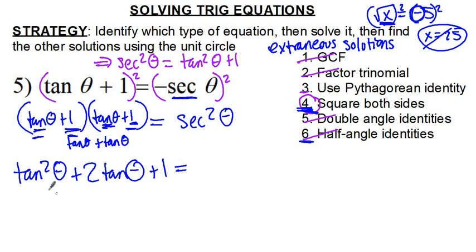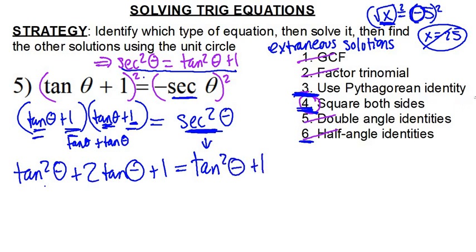Okay, so now we have tan squared plus 2 tan plus 1, but I have a secant squared on the other side. And like we said in other problems, we only want to be dealing with a single trig function. So now we can use strategy 3. Strategy 3 is use a Pythagorean identity. Why are we doing that? So that we can have only tangents in this equation. So let's use this identity. Sec squared, I'm just going to replace that with tan squared plus 1.